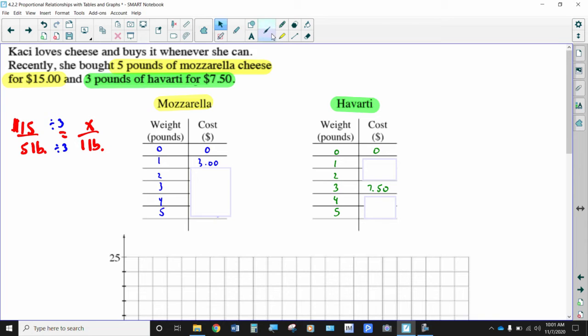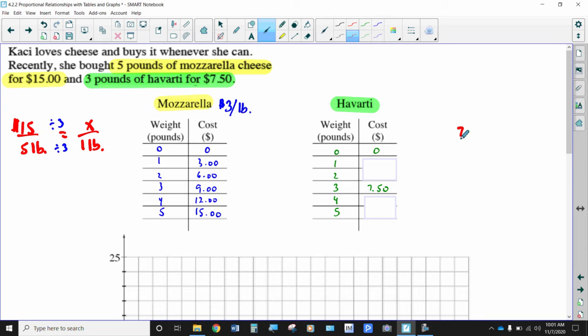Okay, so I'm going to go ahead and write this right here. $3 per pound is the unit rate for mozzarella. So if that's the case, then 2 pounds would have to be $6, 3 would be 9, 4 would be 12, and then of course 5 is 15. That's the information provided in the problem. Now we'll do the same thing over here with Havarti cheese.